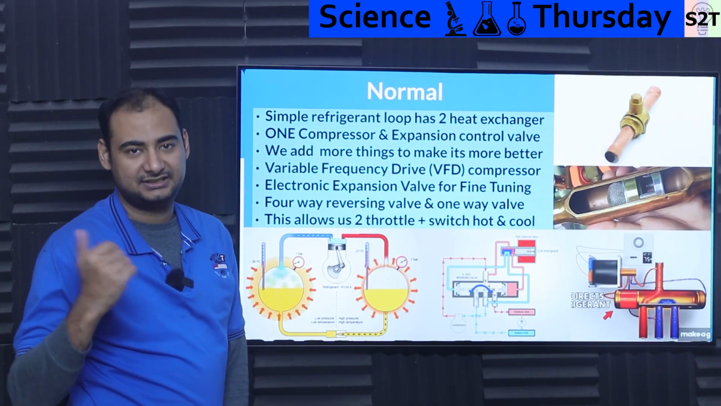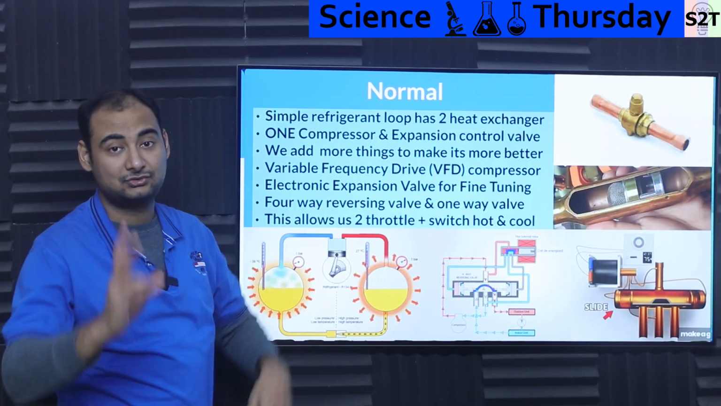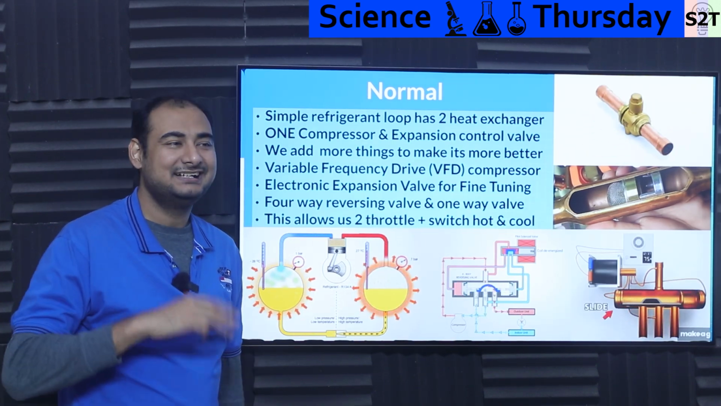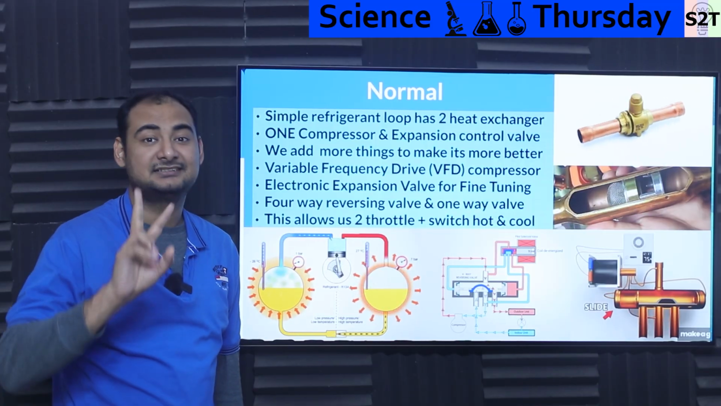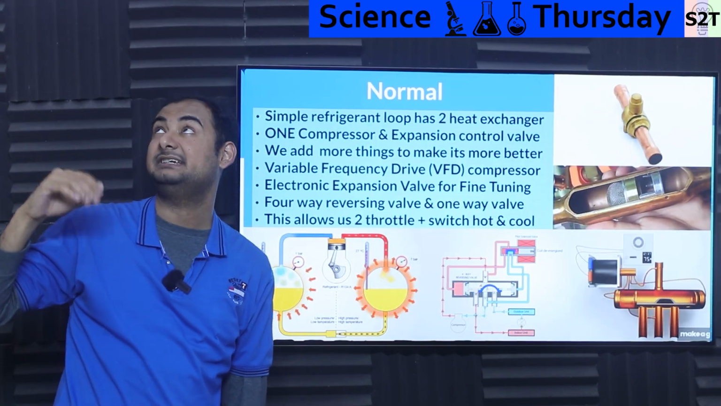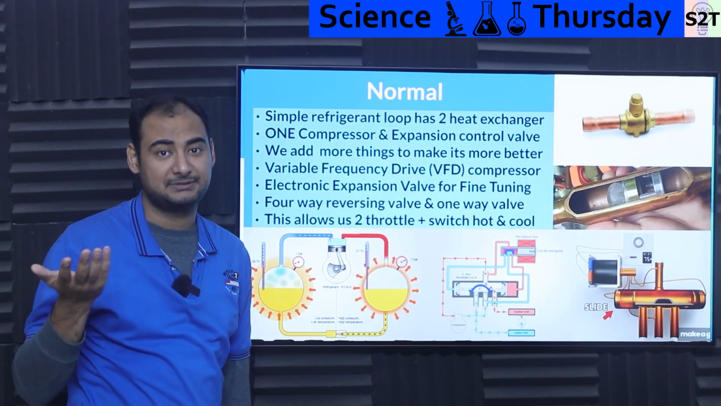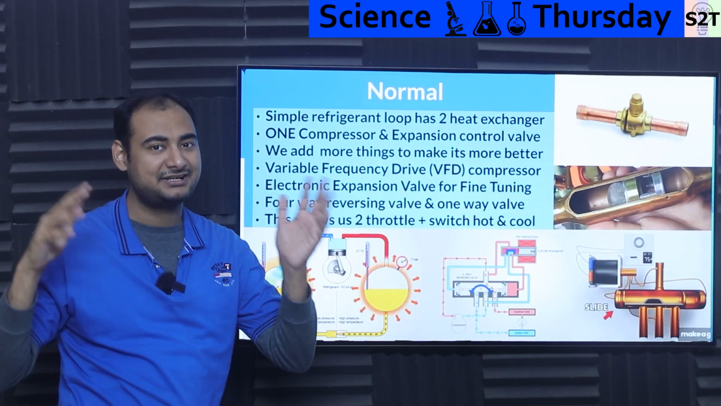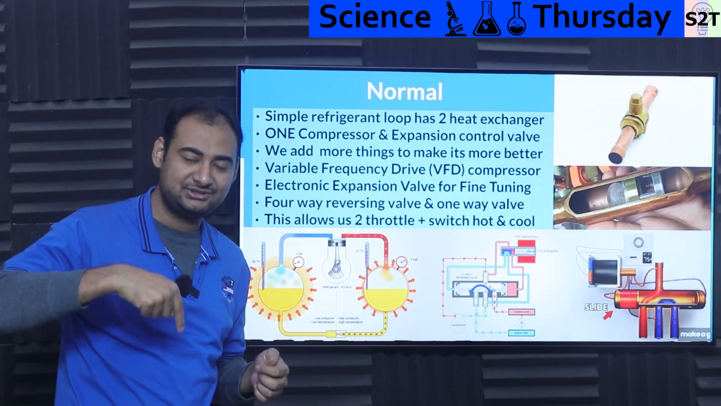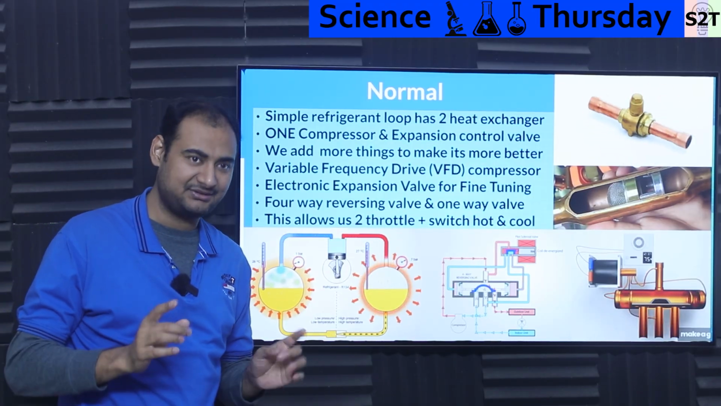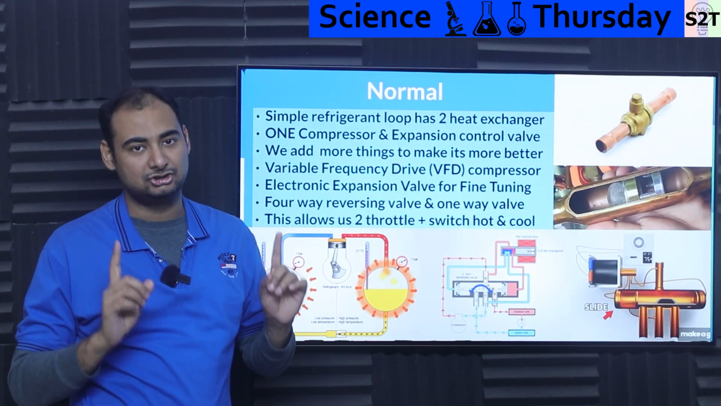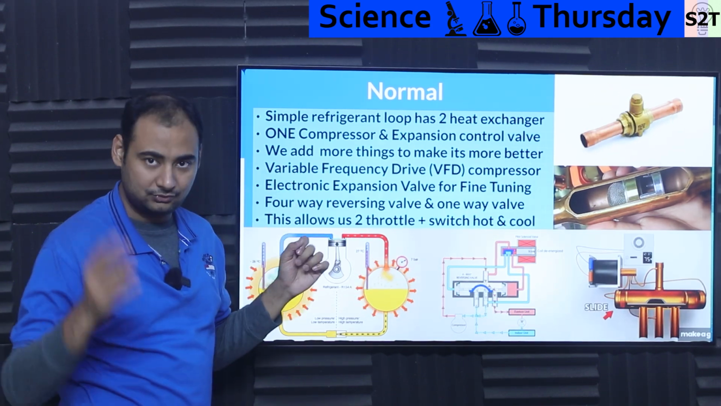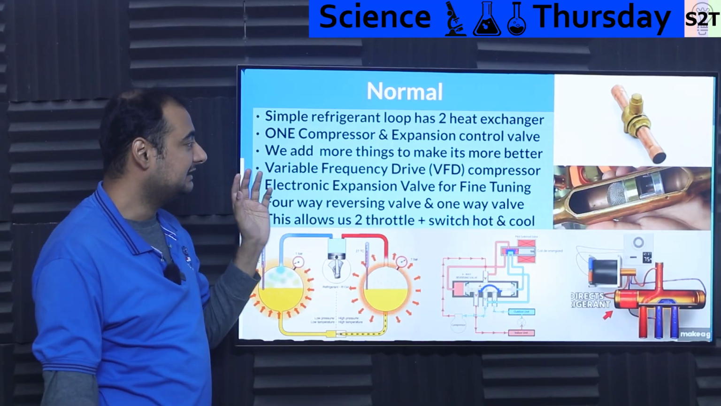So what does a normal air conditioner mean in this scenario? Well, it's a simple refrigerant loop that has two heat exchangers. Let that be very clear. You can say they are evaporator or condenser, but those are tasks. What they are is heat exchangers, and that task can be flipped. Right now my air conditioner is an old Blue Star unit. It has a heat pump, meaning in winter I'm using it as a heater. Now the evaporator and condenser have switched places, meaning the indoor unit is the condenser and the outdoor unit is the evaporator. That's why the technical term is heat exchanger, not condenser or evaporator, especially when talking about heat pump systems. So you have two heat exchangers, one compressor and an expansion control valve.